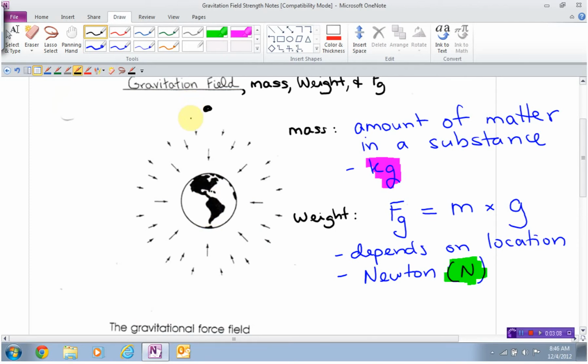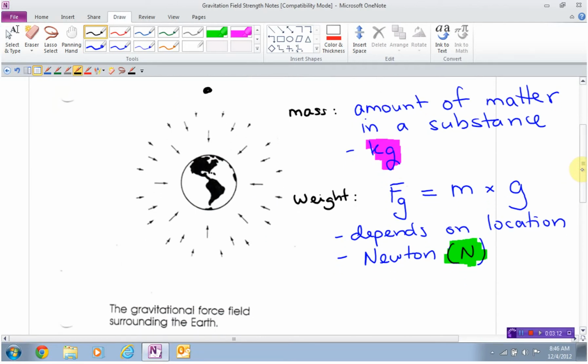Well, the answer that scientists came up with is something called a gravitational force field. This force field completely surrounds the Earth, and it directs anything near the Earth to move along what are called the gravitational field lines. Now, an object that is really, really close to the Earth will experience a high acceleration towards the Earth. An object that is further away will experience less of that acceleration. The gravitational force field is stronger close to the Earth, weaker as it moves further away from the Earth.